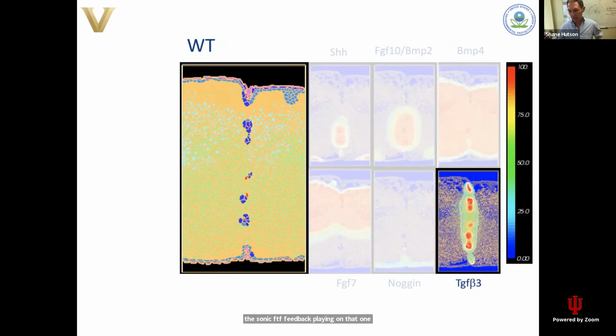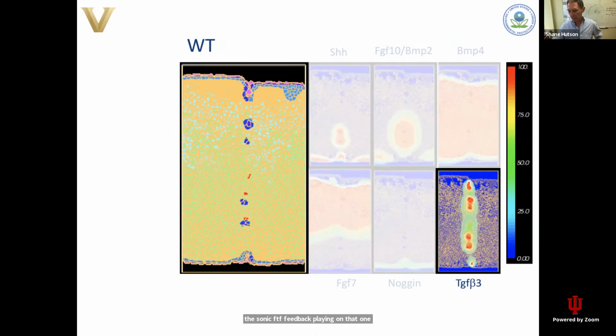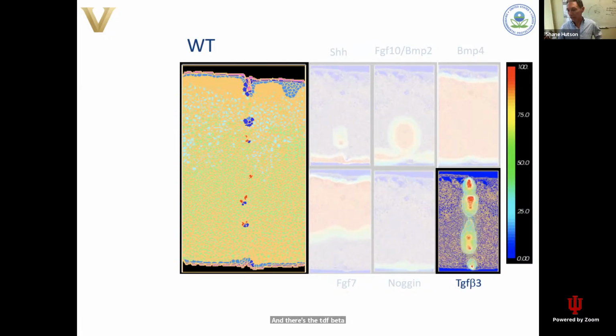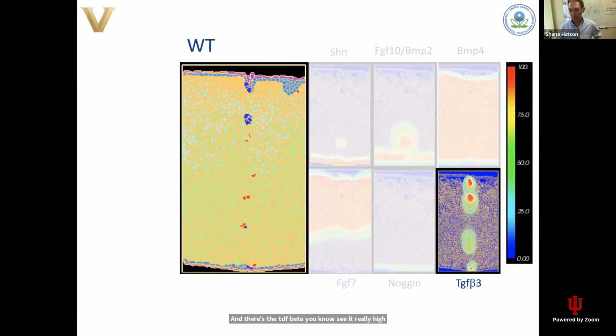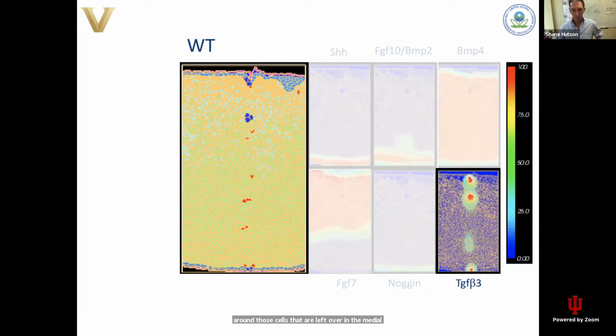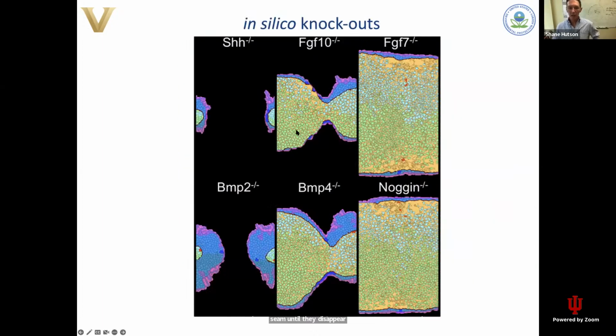And there's the TGF beta. You can see it really high around those cells that are left over in the medial seam until they disappear. We did in silico knockouts. I'll show you in the code.